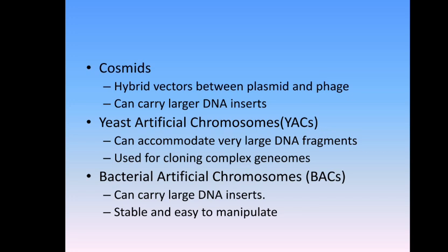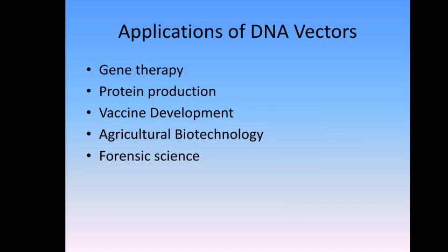Cosmids are hybrid vectors where the DNA is shuttled between a plasmid and a phage molecule. They can carry larger DNA inserts. Yeast artificial chromosomes, also called YACs, can accommodate very large DNA fragments, which are used for cloning complex genomes. Bacterial artificial chromosomes, also called BACs, can carry larger DNA inserts. They are stable due to the presence of the centromere and are easy to manipulate. These are all the different types of DNA vectors.